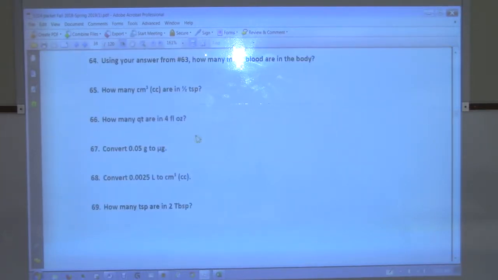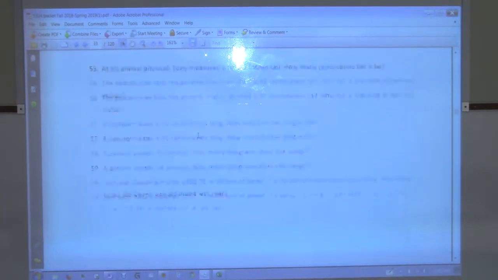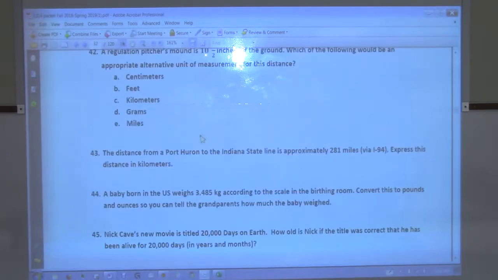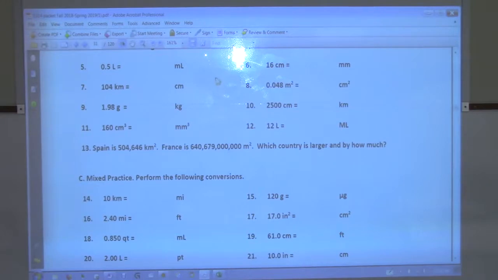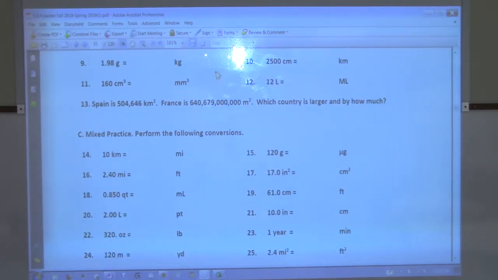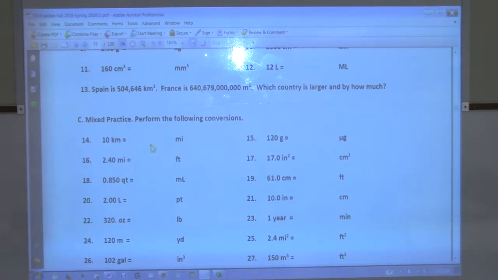Okay, so which one? 13, out of the conversion section? Is that the one with Spain? That one? All right.